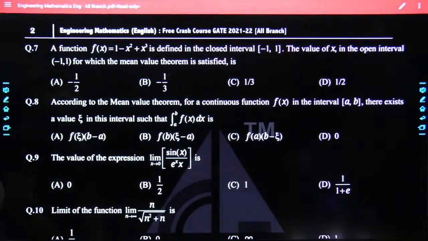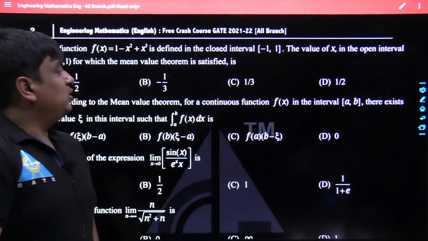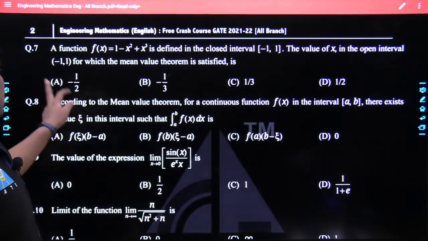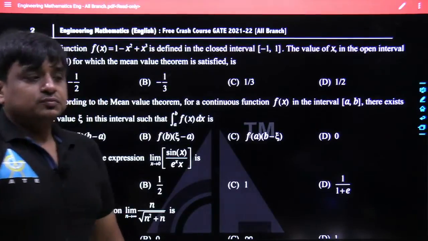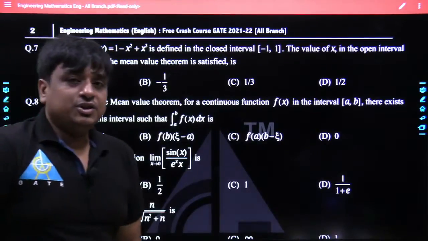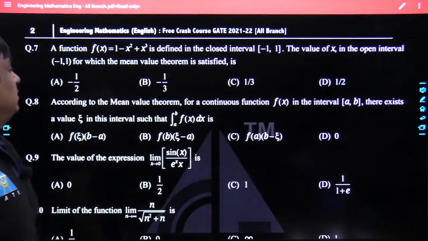A function f of x is equals to of 1 minus of x square plus of x cube is defined in the closed interval of minus 1 comma 1. The value of x in the open interval minus 1 comma 1 for which the mean value theorem is satisfied.